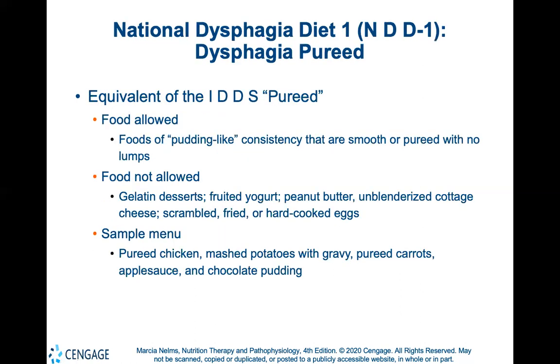National Dysphagia Diet 1, Dysphagia Pureed, equivalent of the IDDSI Pureed. Foods allowed: foods of pudding-like consistency that are smooth or pureed with no lumps. Foods not allowed: gelatin desserts, fruited yogurts, peanut butter, unblenderized cottage cheese, scrambled, fried, or hard cooked eggs. A sample menu could include pureed chicken, mashed potatoes with gravy, pureed carrots, applesauce, and chocolate pudding.